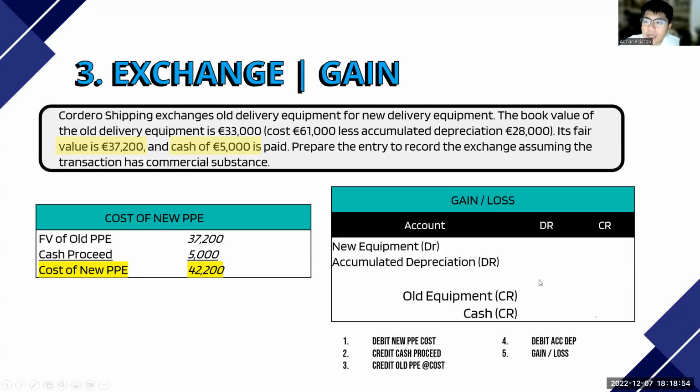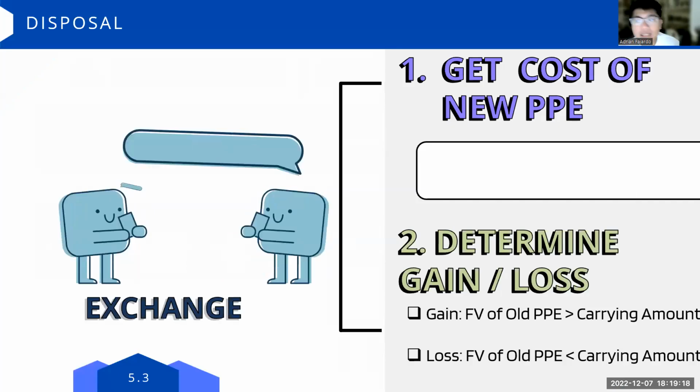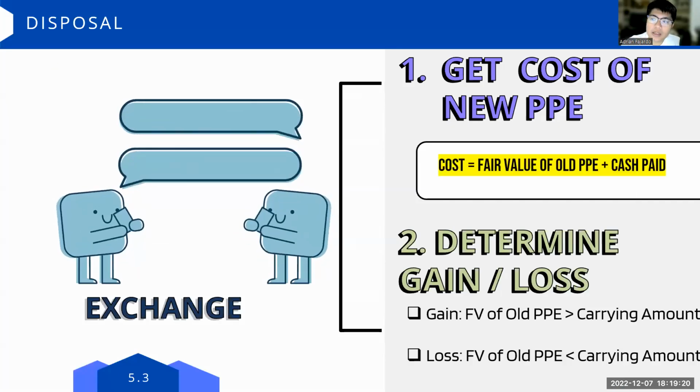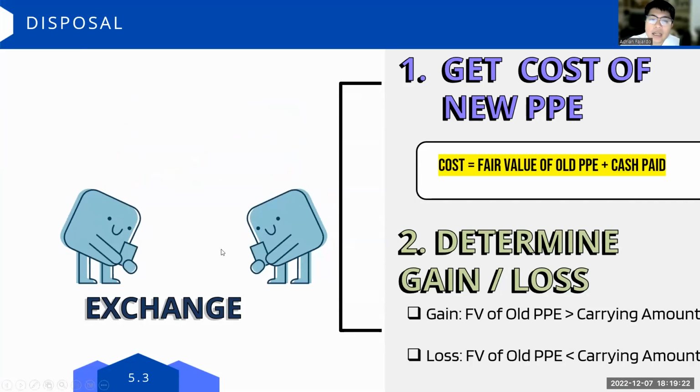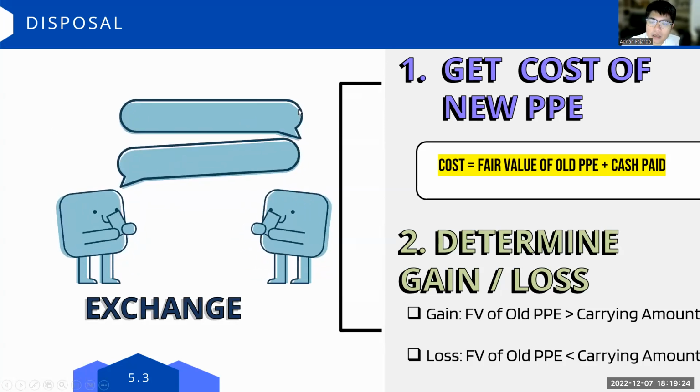First is debit the new PPE cost. So 42,200 dito nanggaling. Credit the cash proceed 5,000 dito nanggaling. And then credit the old PPE cost at 61,000. And debit the accumulated depreciation of 28,000. So now ano yung butas? There's a 4,200 credit difference. Pag credit, revenue. Pag credit, gain on disposal. Therefore, gain on disposal. So basically that ends disposal when it comes to exchange. So importante lang is get the cost of your new PPE.